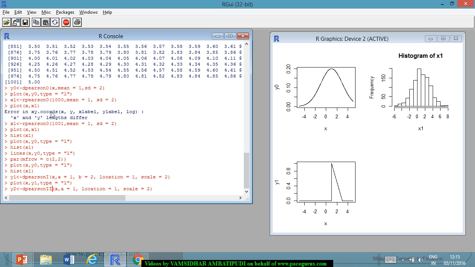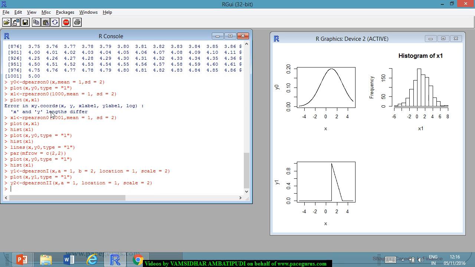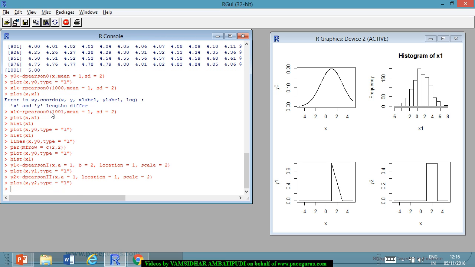So the density function associated with a Pearson 2 distribution. And now if I want to plot this particular distribution, I will plot y2. So this is how the symmetric, when I have taken A and B, both of them as ones, this is how I am getting the graph, right? So it's a beta distribution, symmetric beta distribution. This is how the shapes of the symmetric beta are going to come out.